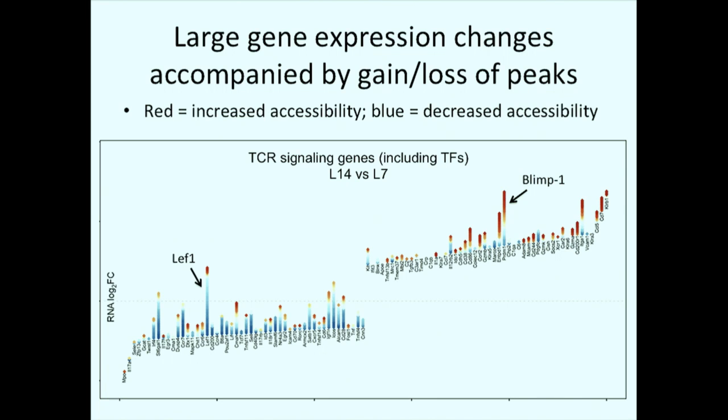They're losing accessibility of many peaks. But there are also peaks that do the opposite thing. It's not perfect. Some of these genes whose locus is closing down or opening up, and that are having pretty big expression changes, are themselves transcription factors affecting regulation of other genes, including BLIMP1, a famous transcription factor, and LEF1, which is a TCF family transcription factor that we'll talk about in a minute.